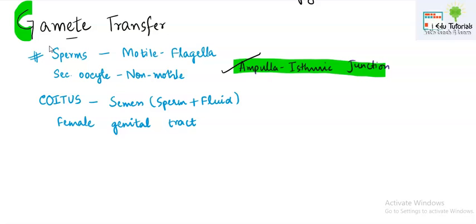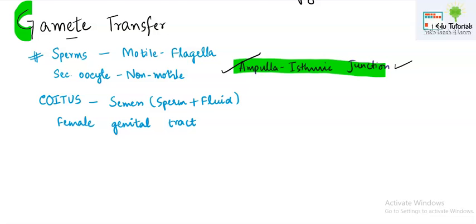Another essential requirement for fertilization to happen is the presence of the secondary oocyte at the same place. After ovulation, the secondary oocyte waits for 48 hours for the sperm. If it does not get sperm there, then the body of the female prepares for the next menstrual cycle. So in gamete transfer, the sperms have to reach the right place, and that right place is the ampulla isthmic junction.